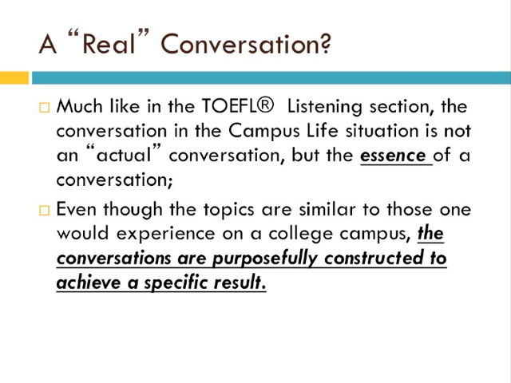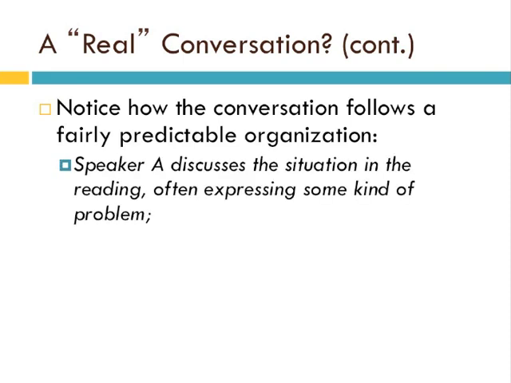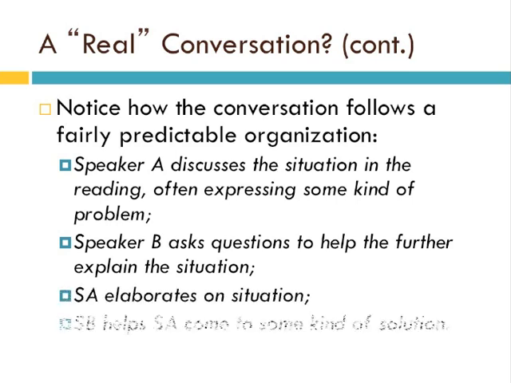The conversations themselves are purposely constructed to achieve a specific result. So if you'll notice, the conversations usually follow this fairly predictable organization. Speaker A, which may or may not be the first person who speaks, discusses the situation in the reading, often expressing some kind of problem. Speaker B asks questions to help further explain the situation. And generally that's their only purpose, to basically ask questions. And that helps, of course, Speaker A elaborate on the situation. And finally, Speaker B usually helps Speaker A come to some kind of solution.